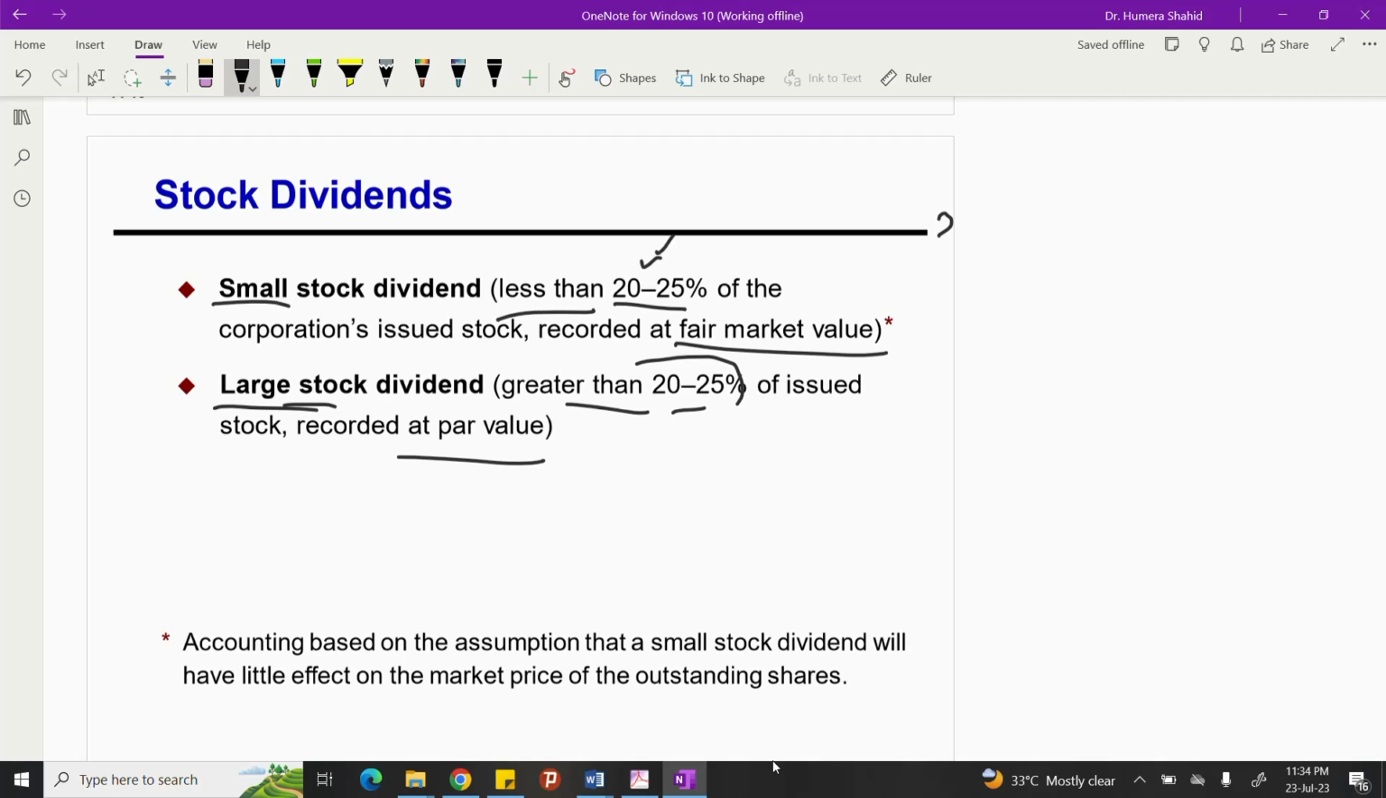Why do we do that? Because there's an assumption that a small stock dividend will have less effect on the market price of the outstanding shares, because fewer new shares are issued due to the smaller percentage. But a large stock dividend brings a large number of new shares. In that case, they are going to affect the market value of the shares. So that's why we cannot record them at market value. We have to record them at par, because market value will no longer be reliable.